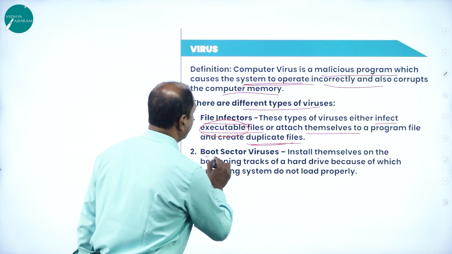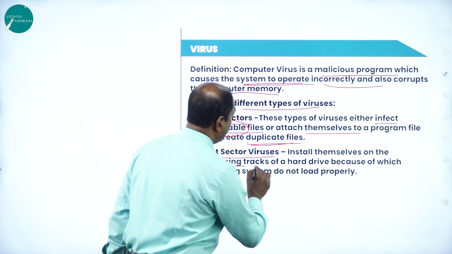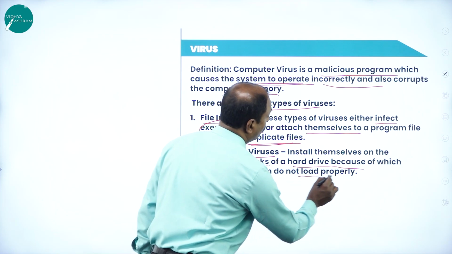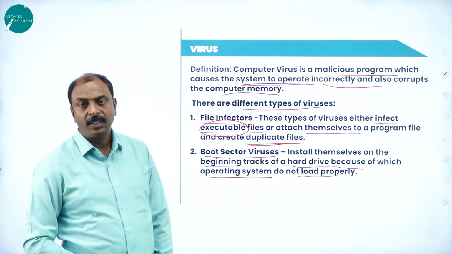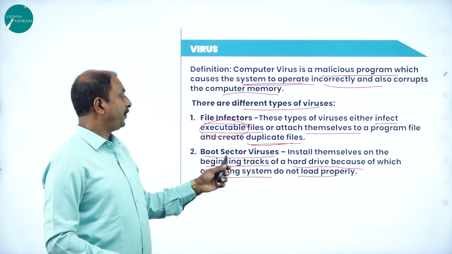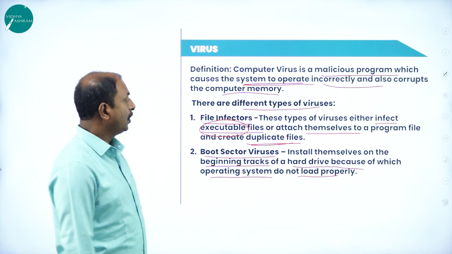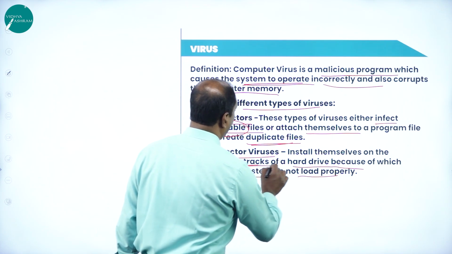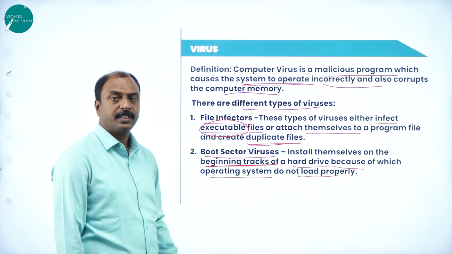Next one is boot sector virus. It installs itself on the beginning track of your hardware, because of which the operating system does not load properly. Normally when you boot the computer system, it loads the operating system. But if the system is affected with this type of virus, your system will not boot, because it installs itself at the beginning track of your hardware device, in the boot sector. This is a boot sector virus.